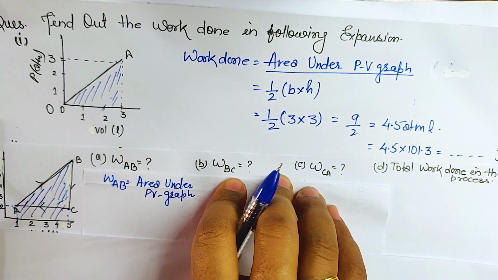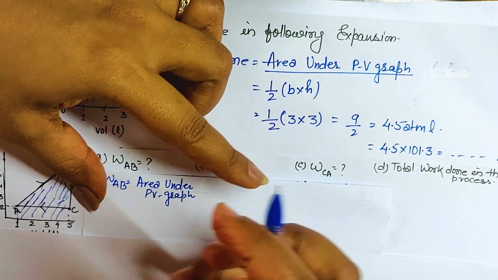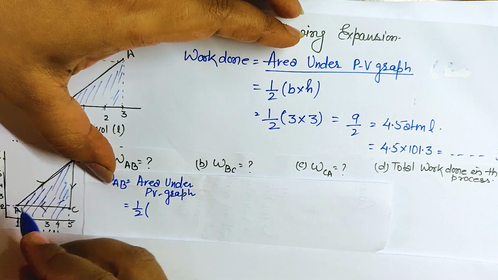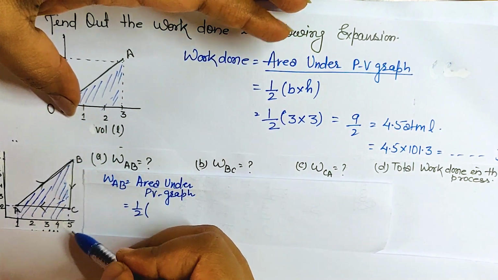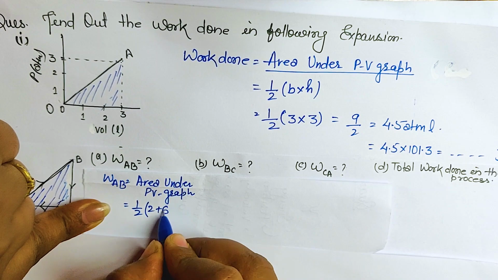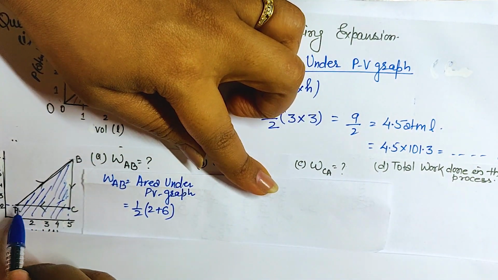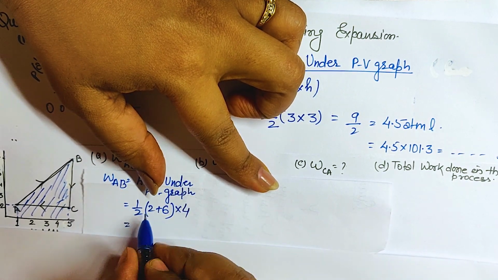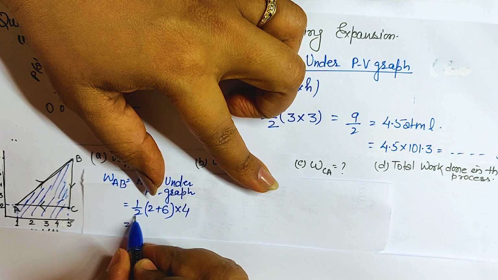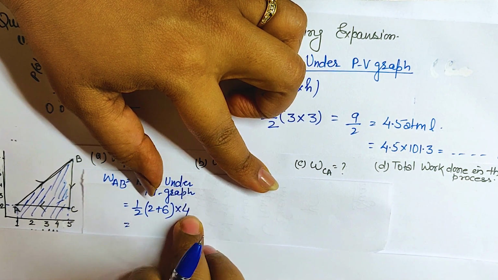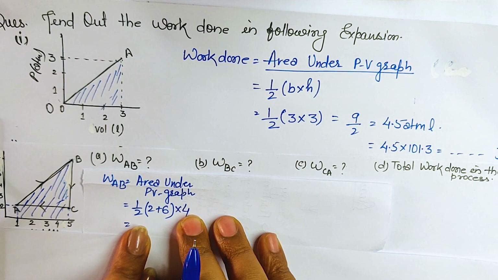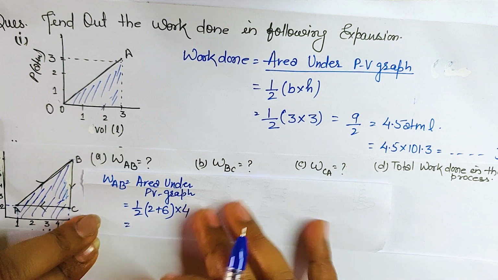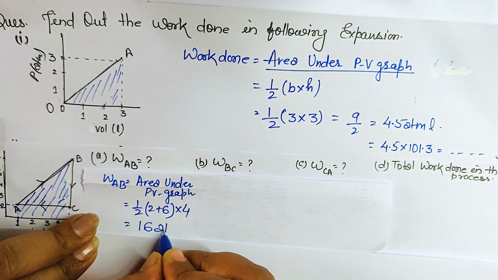If we check, we are getting a trapezium. The formula of a trapezium is half into the sum of the parallel sides. The sides are here 2 and here 6, so 2 plus 6, into the distance between the two parallel lines. The distance between parallel lines is 5 minus 1, 4. I am using the direct formula. 2 plus 6 is 8, 8 divided by 2 is 4, 4 times 4 is 16. So this is 16 atm liter.